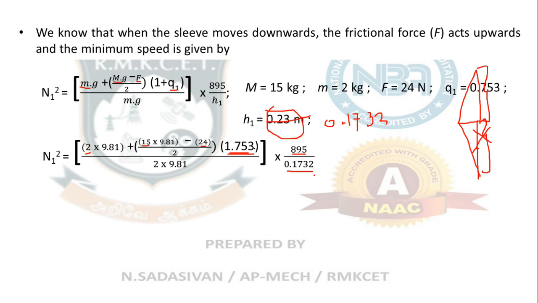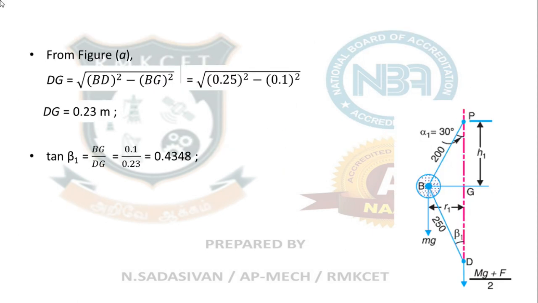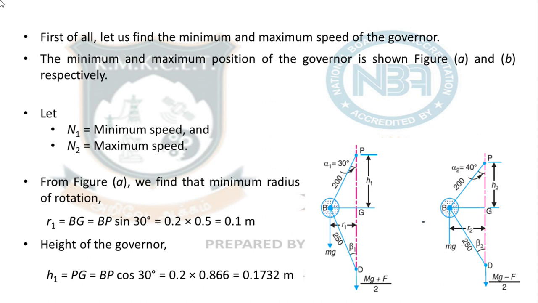Okay. So in the previous slide it was there. I have taken this wrongly. This is 0.1732. If you go to some previous slides, you will see H1. So see here. Already we have calculated H1 to be 0.1732. I've taken the value wrongly. Okay.